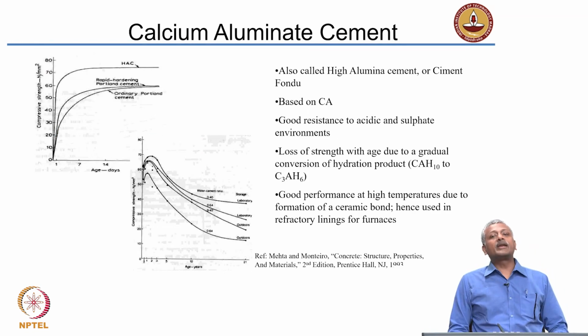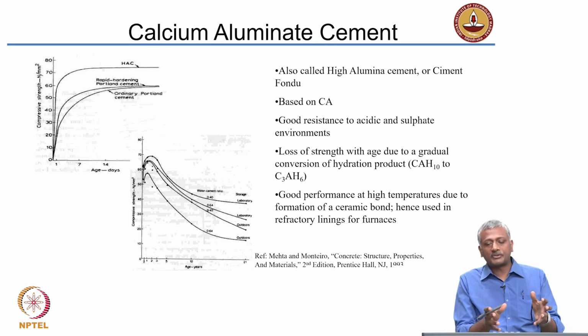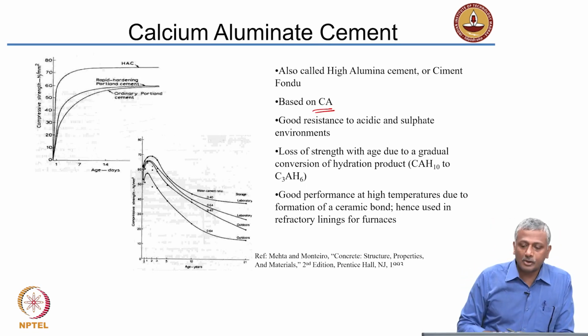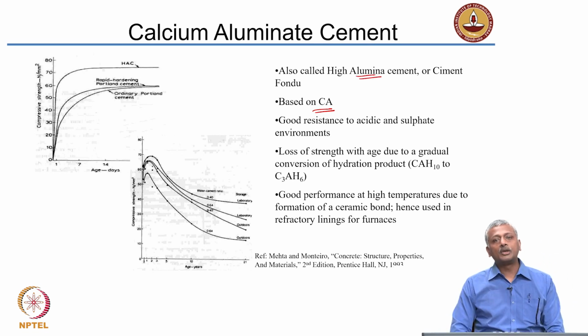There is also a cement called calcium aluminate cement, where the raw materials are not calcium carbonate, limestone and clay, but limestone and bauxite, that is aluminum oxide. Okay. So, these produce compounds that are rich in calcium oxide and aluminum oxide or calcium aluminate. These are also called high alumina cement. Okay. Calcium aluminate cements are also called high alumina cement.